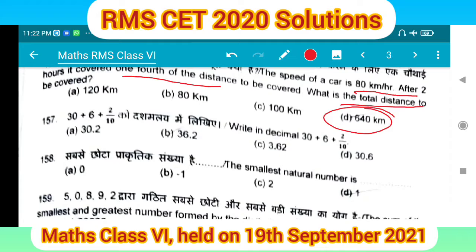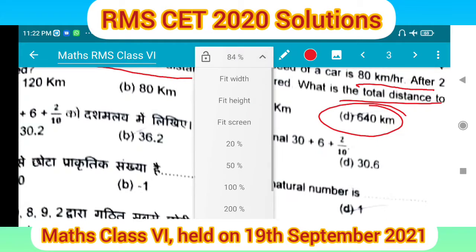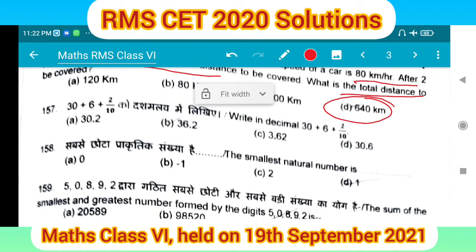Next, write in decimal. It is very easy. 30 plus 6 means 36. 2 by 10 means 0.2. So 36.2.